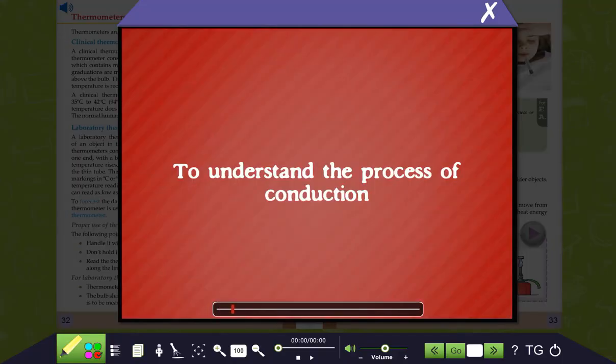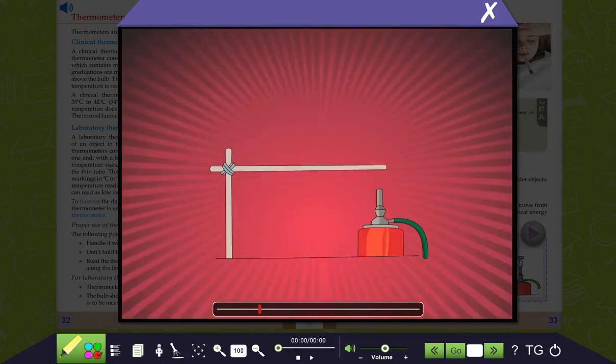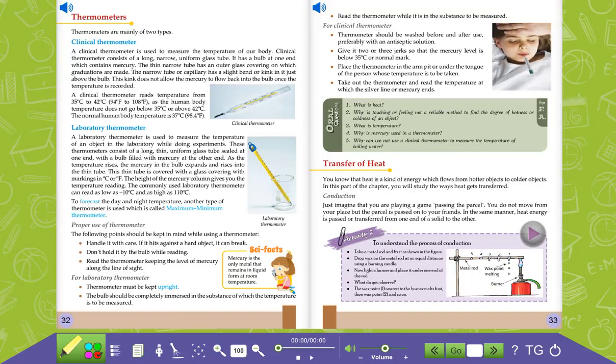Activity 2. To understand the process of conduction. Take a metal rod and fix it as shown in the figure. Drop wax on the metal rod at an equal distance using a burning candle. Now light a burner and place it under one end of the rod. What do you observe? The wax point 1 nearest to the burner melts first, then wax point 2, and so on.